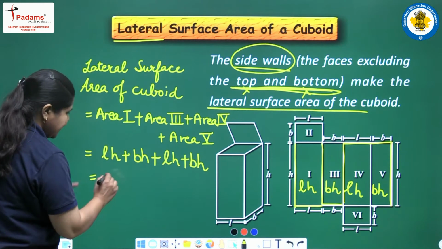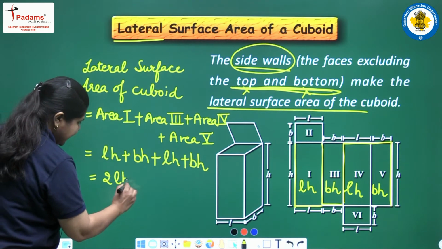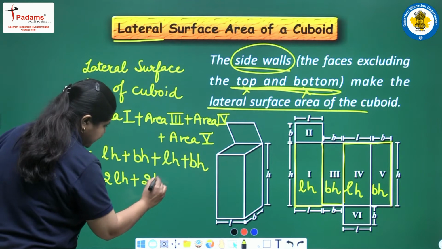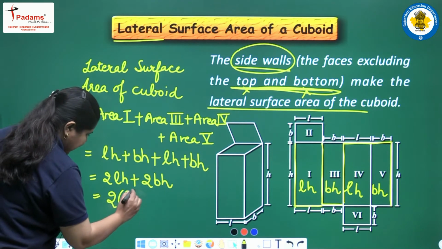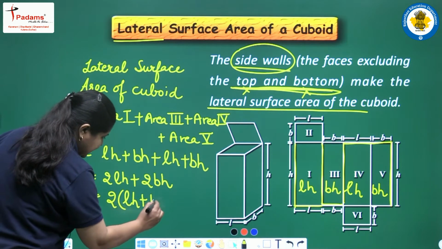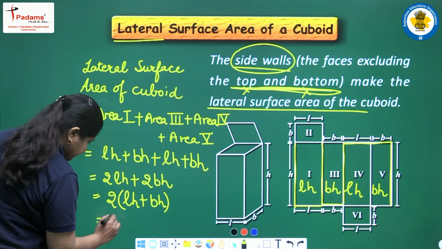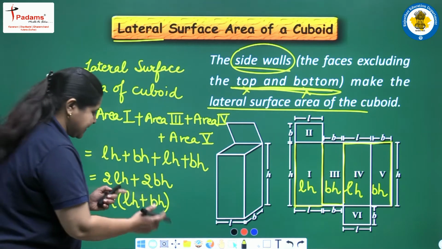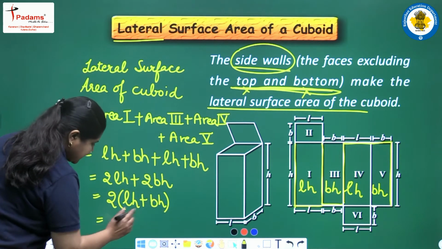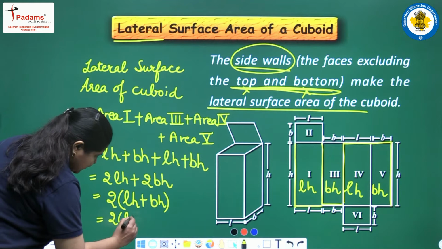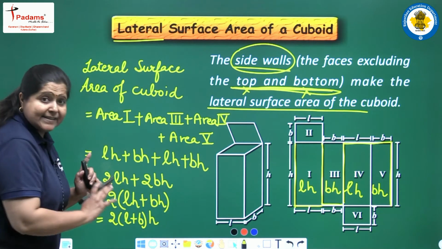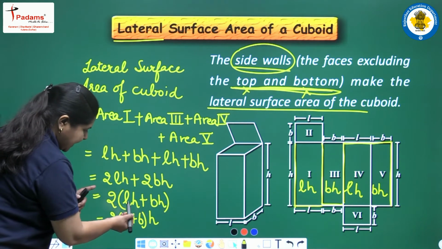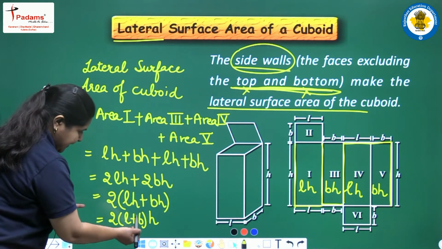Now again you can see we have 2 times LH plus 2 times BH. Again we can take 2 outside as the common, and so we have LH plus BH. Again you can take this H outside as the common factor. H भी common है दोनों ही products में, तो हम 2 into L plus B यहीं लेते हैं और H को हम ले लेते हैं बाहर as the common factor. तो H बाहर चला गया यहाँ से L और H बाहर चला गया यहाँ से B.